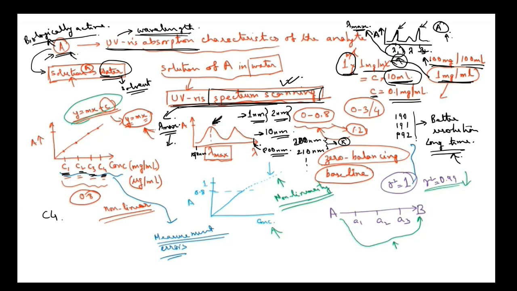Now, another important thing is that, okay, I will come to it a bit later. So we got this lambda max. Now I will put the lowest concentration solution, the C1, into the slot, and I will measure C1. Then I will measure C2. Then I will measure C3 and C4.